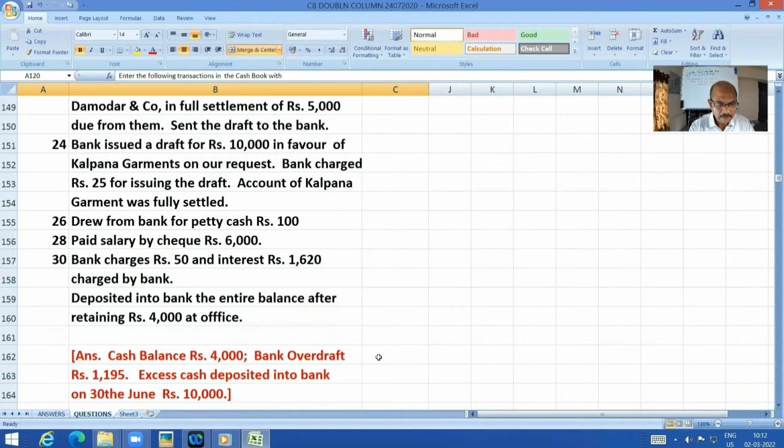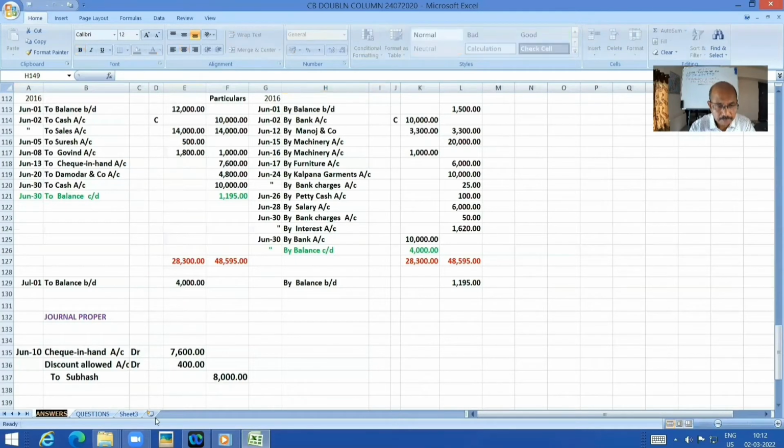Well, students, let's analyze the answers worked out by me, and let me convince you, right? Balance of cash in hand, 12,000. Overdraft, 1,500. You know, by this time you're an expert. Overdraft comes on the credit side. Deposited into bank 10,000. Bank to cash, contra entry 10,000. Cash by bank, contra entry 10,000.